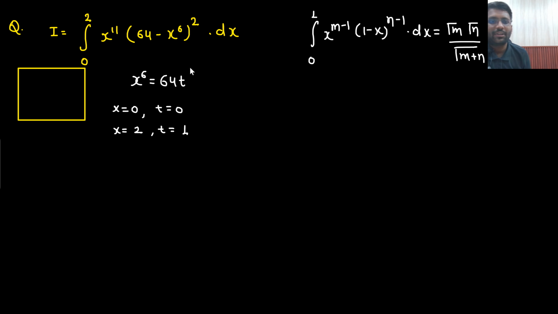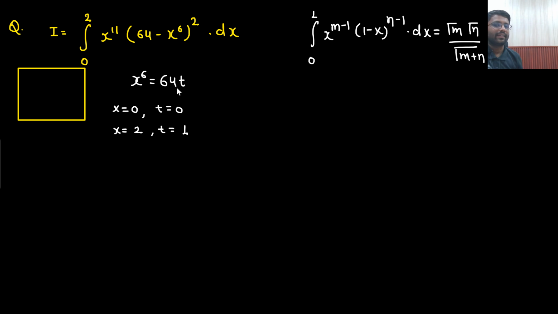How will you think in the examination hall? Is that clear? Could I have directly written that x to the power 6 is 64t? No, not directly. First of all, I will think that this x to the power 6 is creating a problem, because here there is a linear function of power 1. So I thought, let's assume x to the power 6 as t. When I assumed that, I got to know that putting x equals 0 gives t equals 0, fine. But putting x equals 2 gives t equals 64, which is a problem for me. I need to make the limit from 0 to 1. That means x to the power 6 has to be 64t.